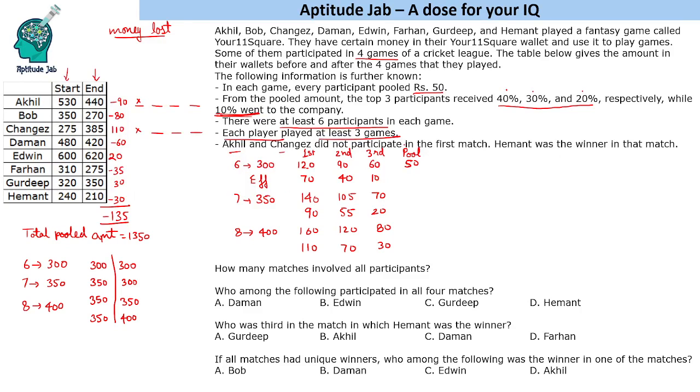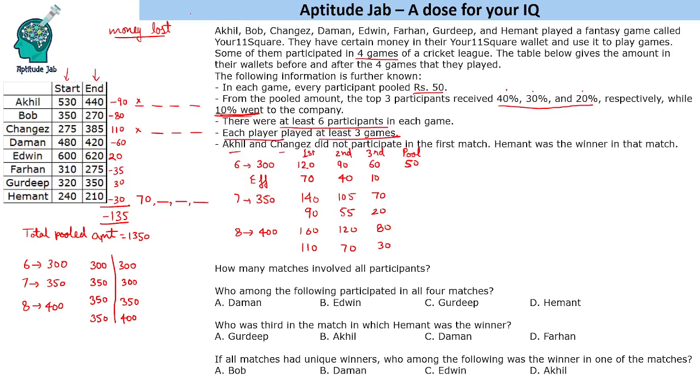Now this involved 6 participants. Okay, 6 participants means an effective winning of 70 rupees, right? So this person made 70 in this match. So there are 4 matches, and we will have to determine how much they can make in each of the matches, right? Now if you see this, he lost 90 rupees effectively.